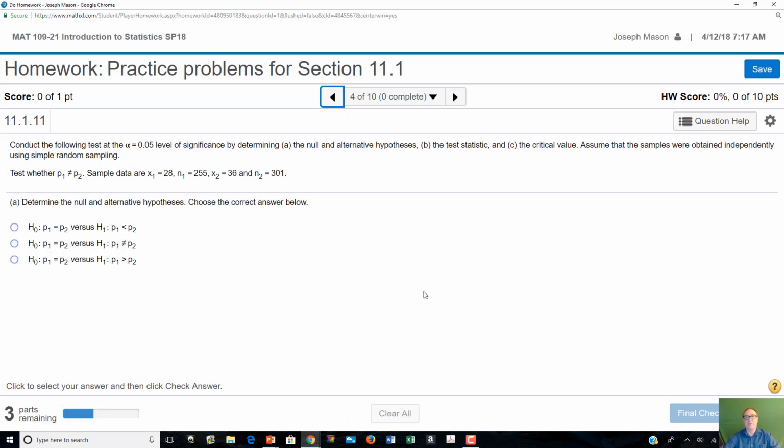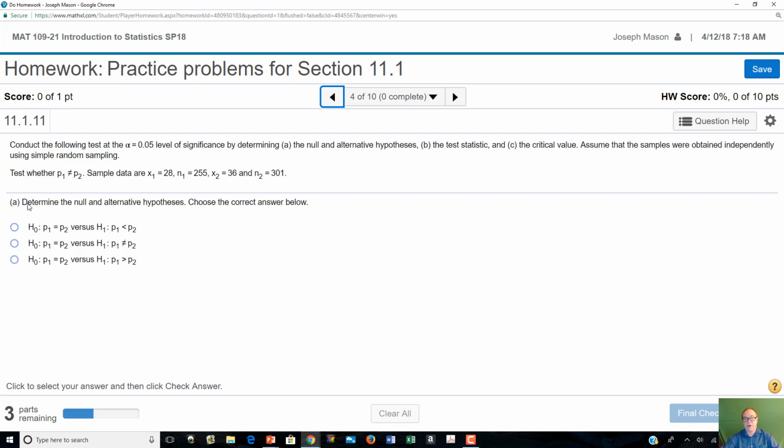Let's see. Problem number 4 in the homework assignment. Here it is. Conduct the following test at the 5% level of significance by determining A, the null and alternate hypothesis, B, the test statistic, and C, the critical value. Assume that the samples were obtained independently using simple random sampling. Okay. Now, in this case, if we run through this, we would first have to decide about the null and alternate hypothesis. Well, we always assume that p1 equals p2 for the null. So every one of these has p1 equals p2, so that's good.